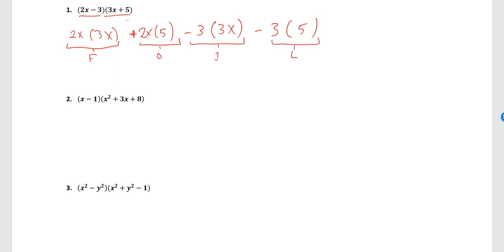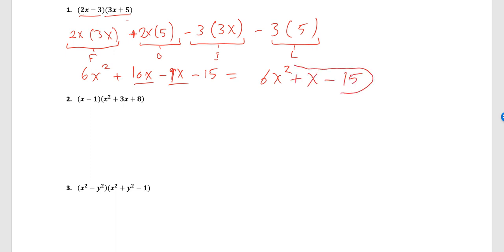Okay? Which gives us 6x squared plus 10x minus 9x. And then minus 3 times 5 is minus 15. And then we combine the like terms. 10x minus 9x is x. So we have 6x squared plus x minus 15. Okay.